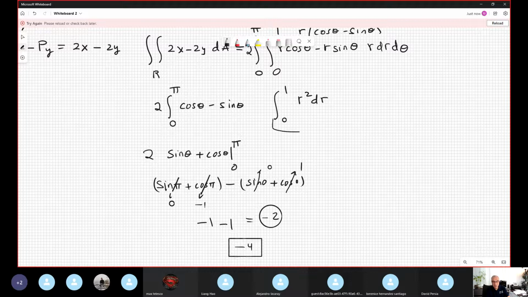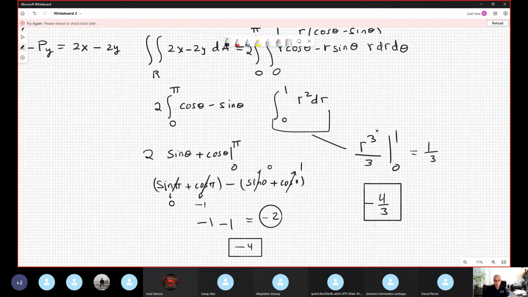Entonces let's focus on the second integral. The second integral is easy. It's r cubed divided by 3, no? Evaluating between 0 and 1. When you evaluate, it's easy. It's 1/3 minus 0, 1/3. What's the final answer then? The final answer is minus 4 over 3. Boom. Final answer, using Green's theorem.